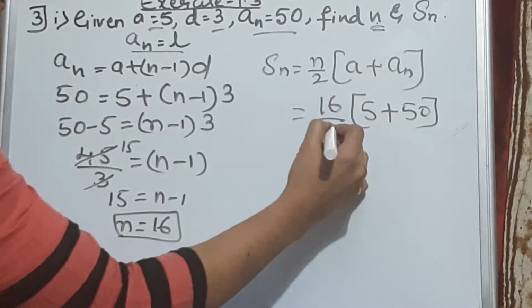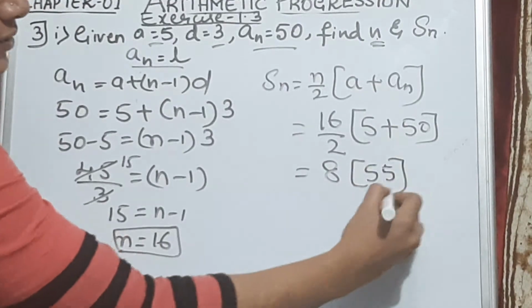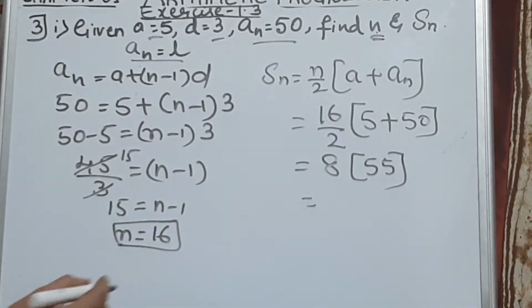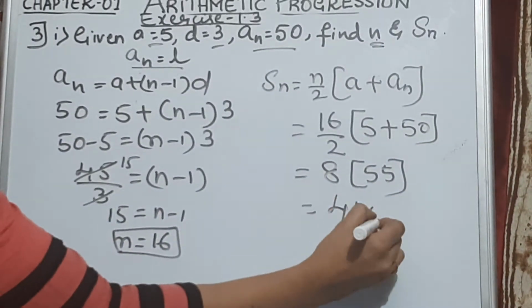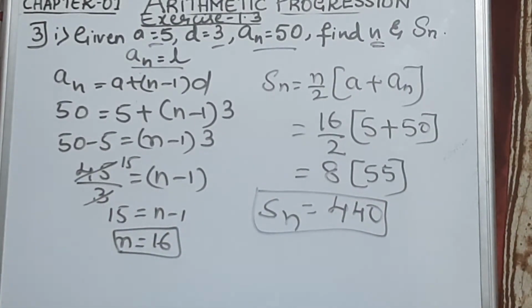Now if you divide, we got 8, and this is 55. 8 times 55 is 440. Our sum of the terms is 440. Simple question.